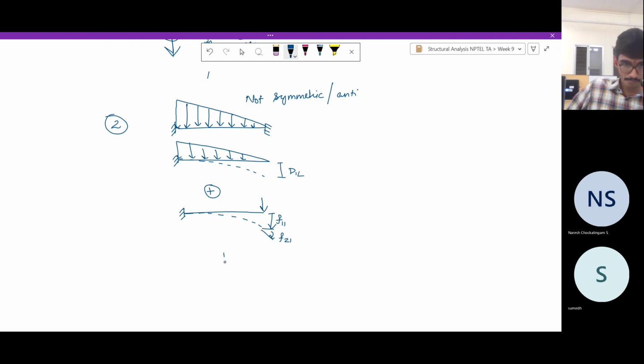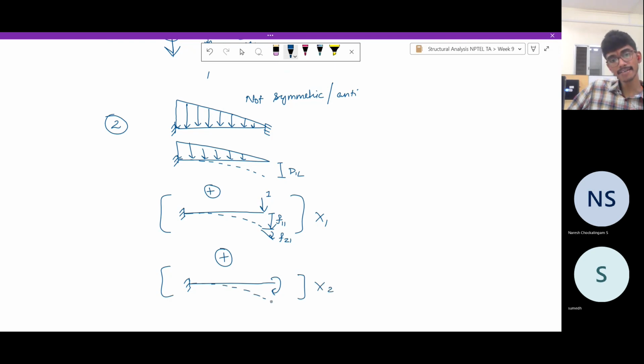F21, plus you apply a unit moment. This is scaled by x1. This is scaled by x2. So when you apply a unit moment, it deflects and it rotates. So here you get F12, and it has rotated by F22.